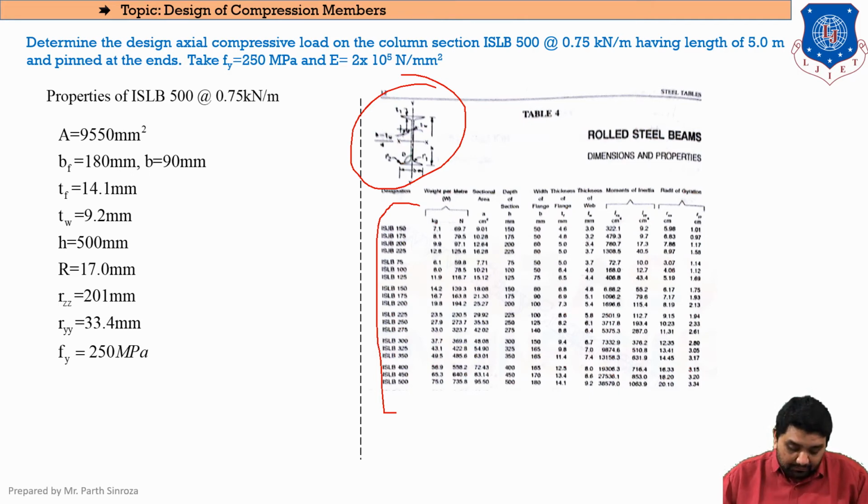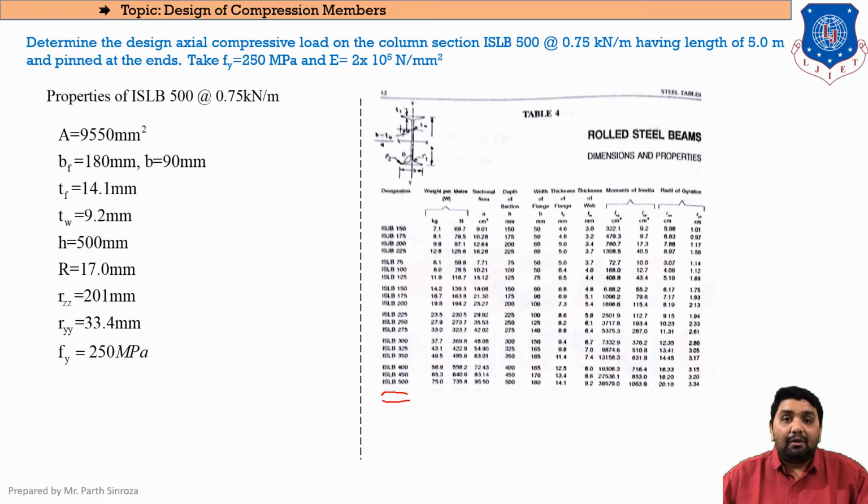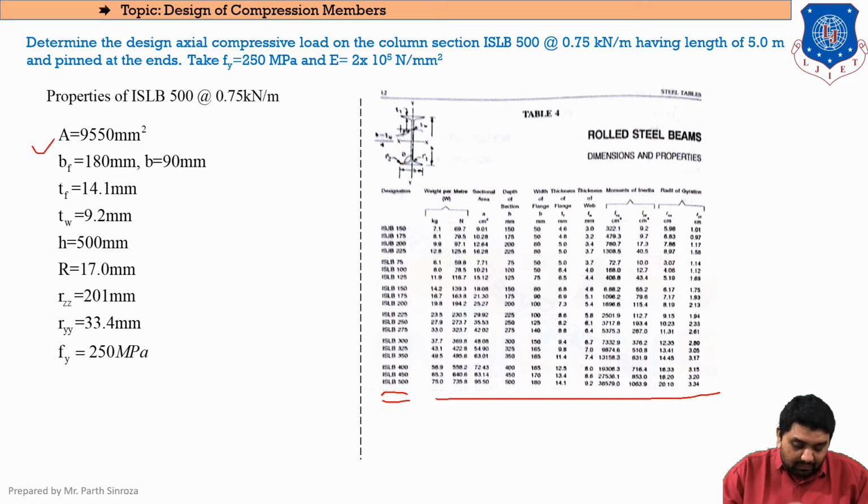So here in the first column you can see the section is mentioned as ISLB. So ISLB, that is Indian Standard Light Beam 500. This number will always represent the total height or overall depth of the section. Clear? So here the total height of the section is given as 500. And for that we will be requiring various parameters from this line. For example, A, that is the cross sectional area, is mentioned here as 95.50 centimeter square, that comes out to be 9550 mm square.